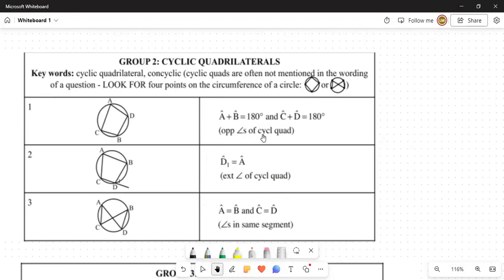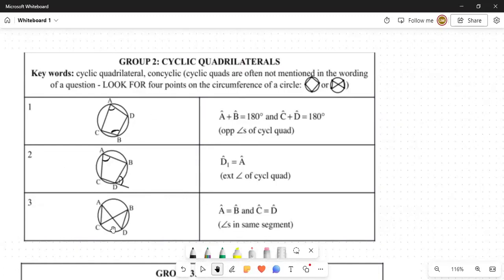So in a cyclic quad, the opposite angles add up to 180. So A and B here, that's 180. If they want you to prove that something is a cyclic quad, you would need to prove that the two opposite angles add up to 180. That's one of the things you can prove. Another thing that you can prove is that the exterior angle is equal to the opposite interior angle.